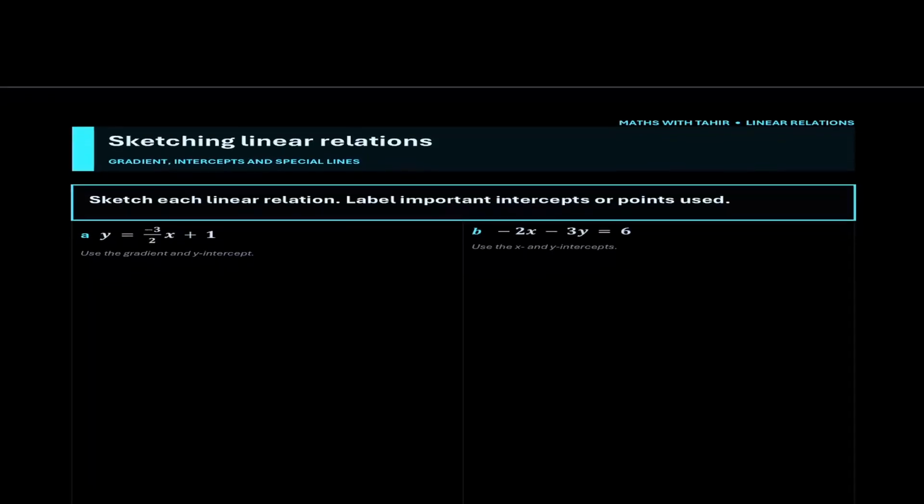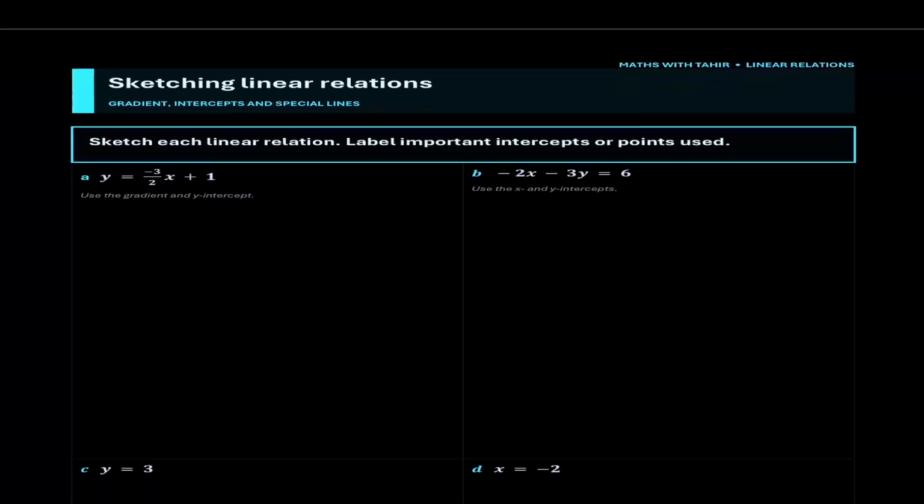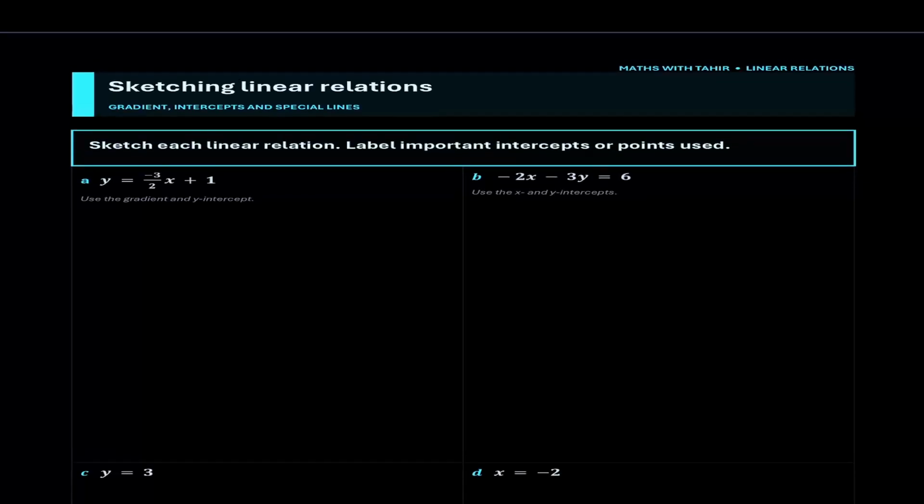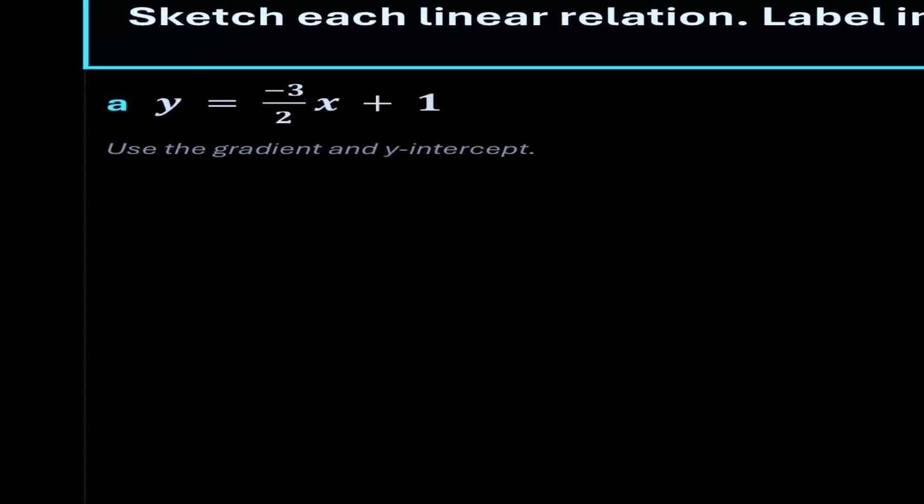Okay, what about sketching linear relationships? So what we're asked to do is sketch each of these, label any intercepts or points used. So the first one is this, y equals -3 on 2 x, and it wants us to use the gradient and the intercept method. Okay, so any equation can be written in the form of y equals mx plus c, where m is the gradient and c is the y-intercept.